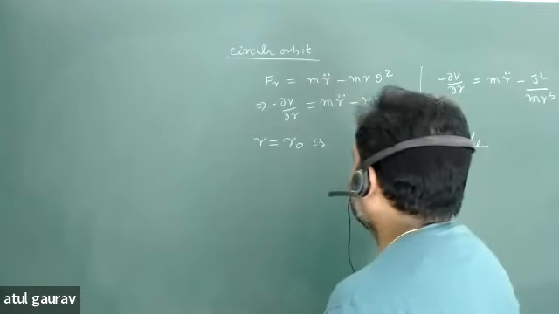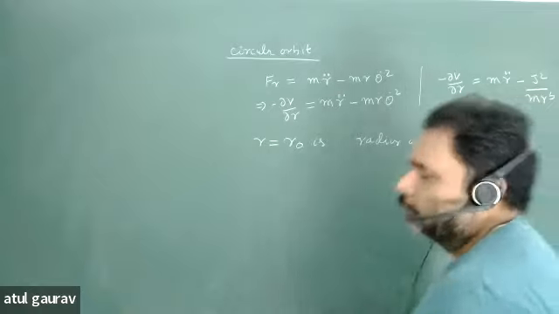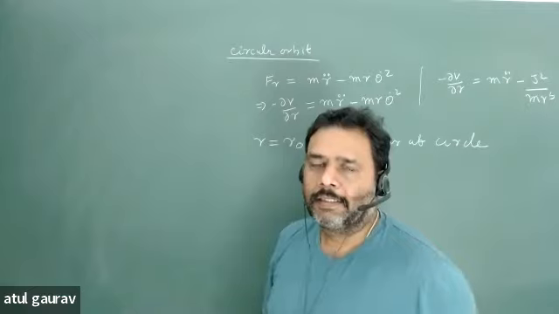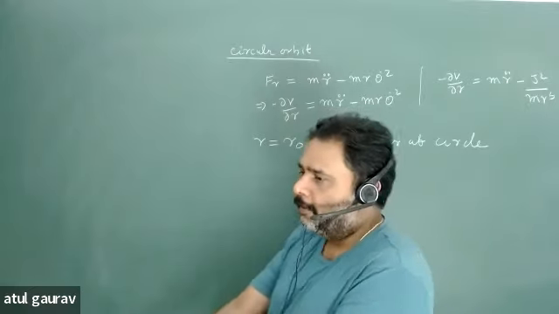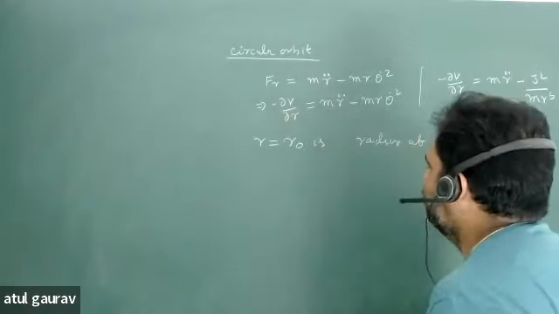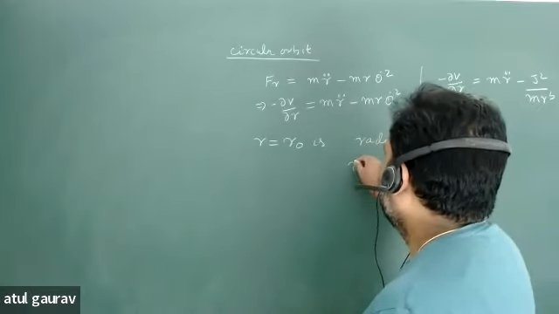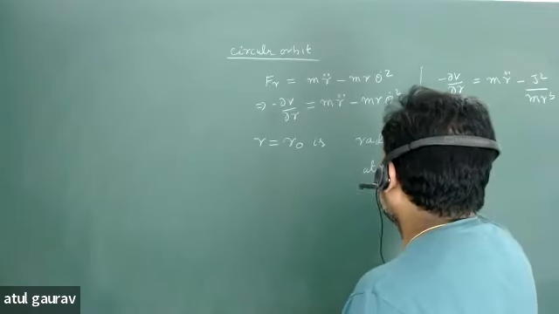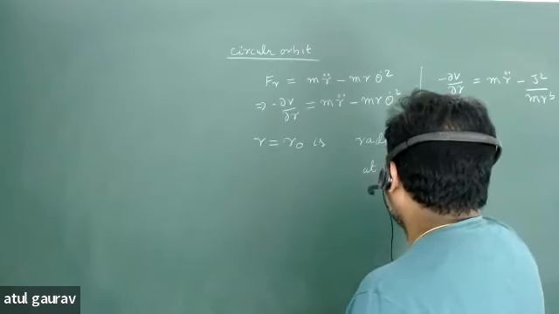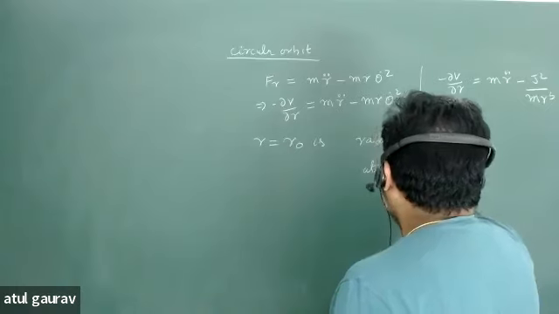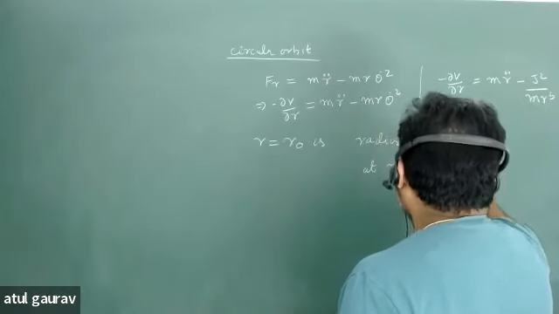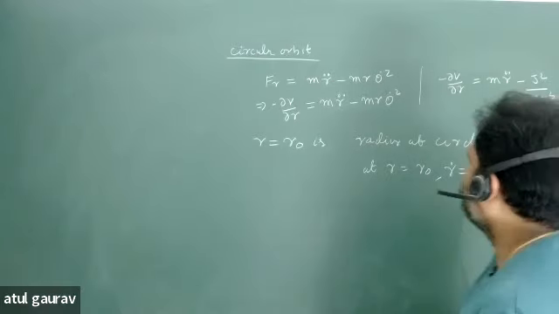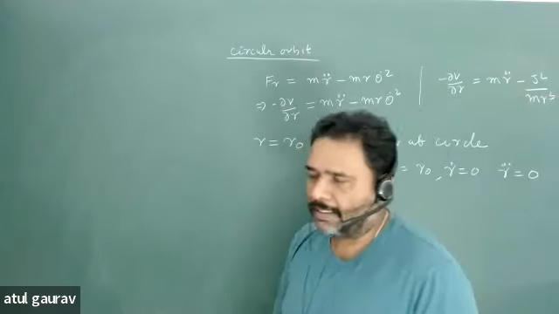R is equal to R naught is what? Radius of circle. So for the circular orbit, the radius is not going to change, isn't it? When the radius is not going to change, then at R is equal to R naught, R dot must be equal to 0, as well as R double dot must be equal to 0, because the radius is fixed.